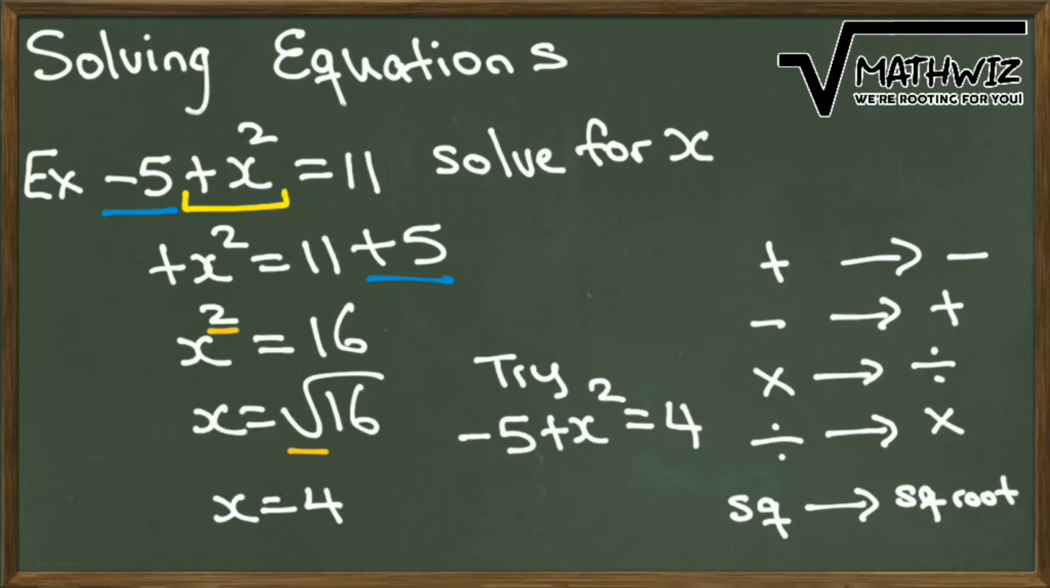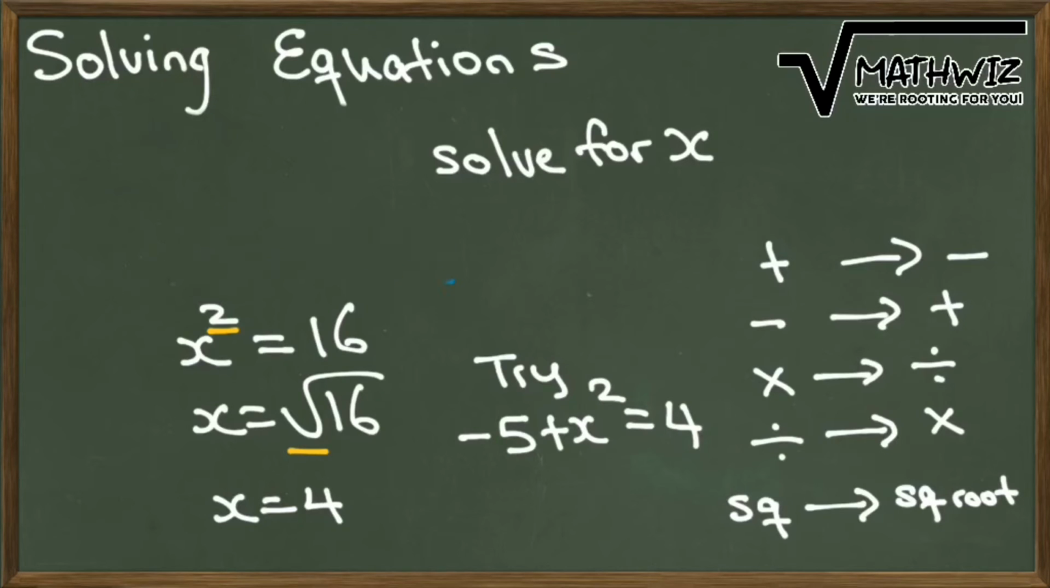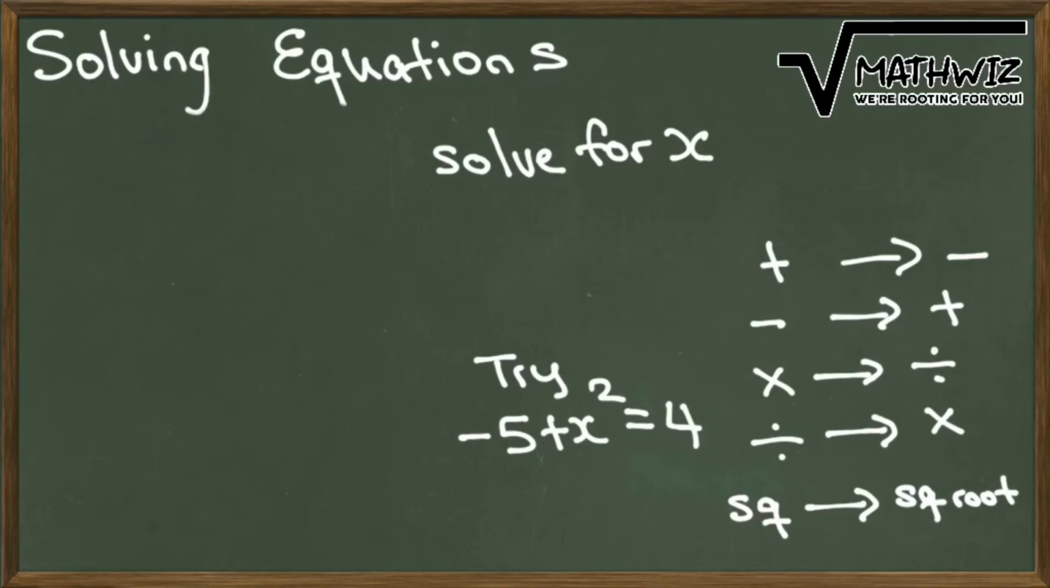So we did the same thing, which was to identify where the x was first. Then we removed everything from beside it, so the minus 5 became plus 5. And to get rid of the square, we square rooted the other side. All right, so you can press pause, work out that question that I want you to try on your own, and then you can press play for the solution.